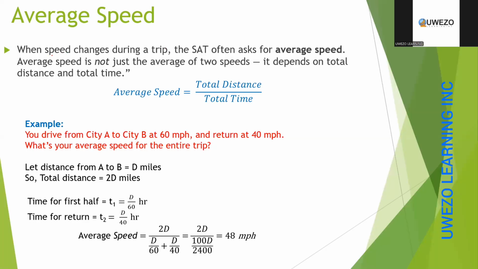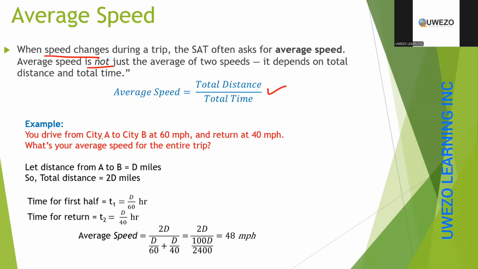Now, when speed changes during a trip, the SAT often asks for average speed. Average speed is not just the average of two speeds. It depends on the total distance and the total time. So average speed is total distance over total time.